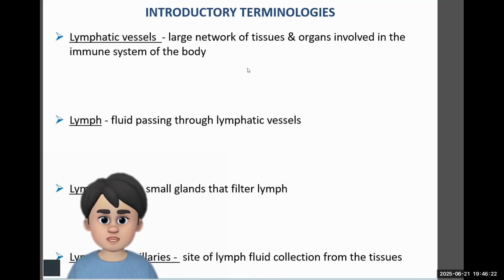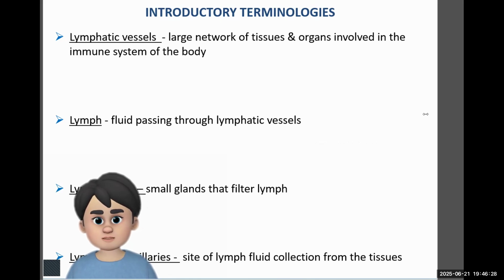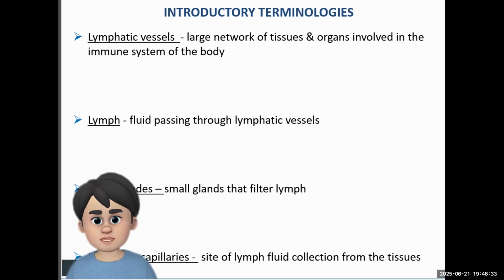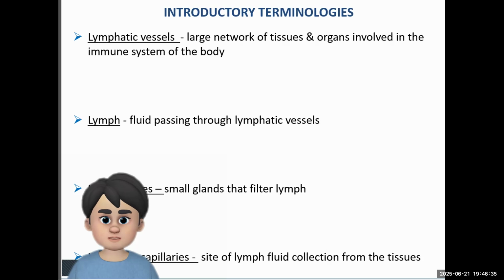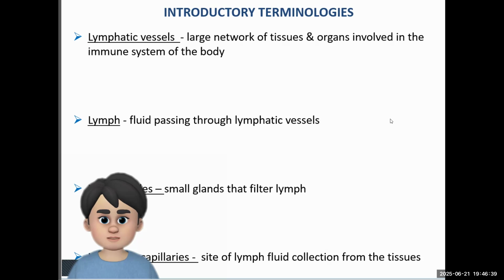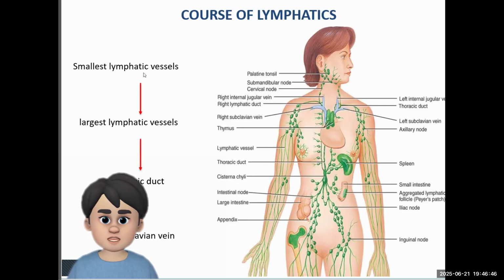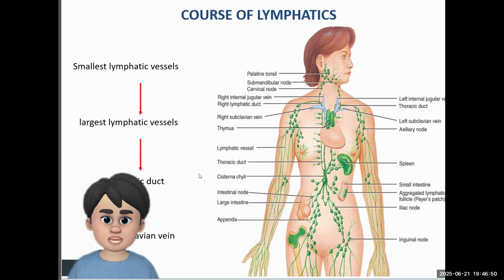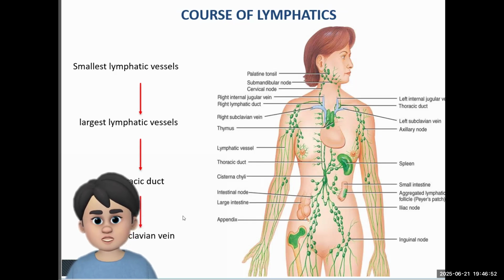Lymphatic vessels that we know, lymphatic vessels. Large network of tissues and organ involved in the immune system of the body. Lymph. Fluid pass into the lymphatic vessels. Right. Lymph nodes. Small glands that filter lymphatic capillaries, right? So lymphatic capillary is site of the lymph fluid collection from the tissue. Right. දැන් ඔන්න මේ එක පාත් එකක් දාලා smallest lymphatic vessels, large lymphatic vessel, thoracic duct and left subclavian vein.